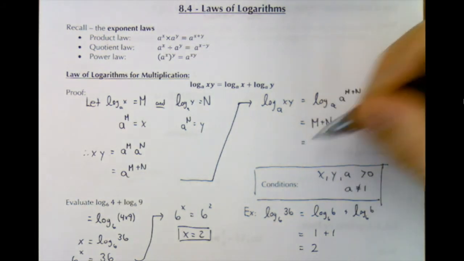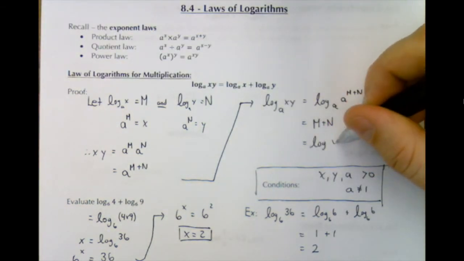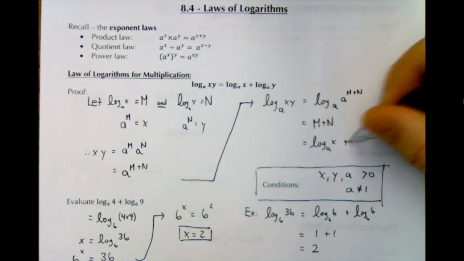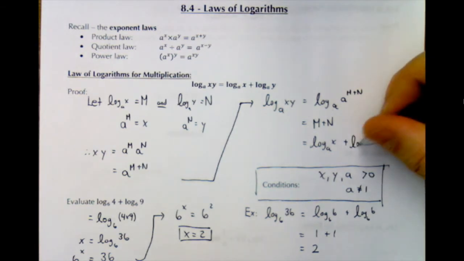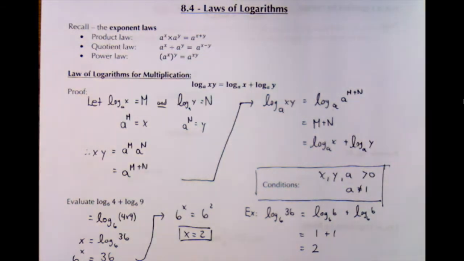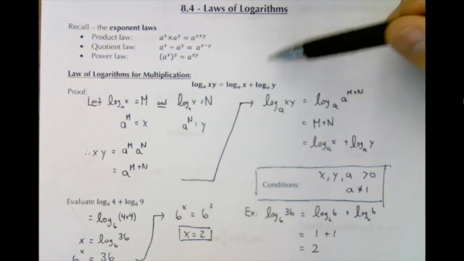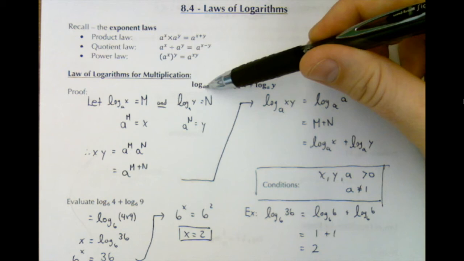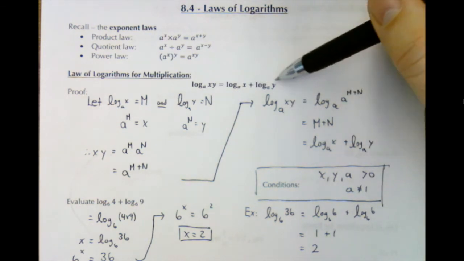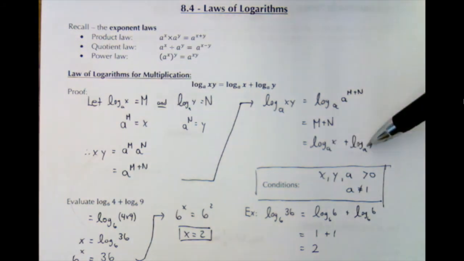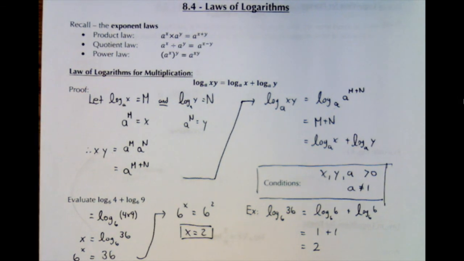And what is m plus n? m, from our initial definition, is the log of x base a. And what's n? n is the log of y base a. So there we've proven, sorry, not the logarithm, the law of the logarithm, that the log of x times y base a is equal to the log of x base a plus the log of y base a. Okay, that's it for the law of logarithms for multiplication.